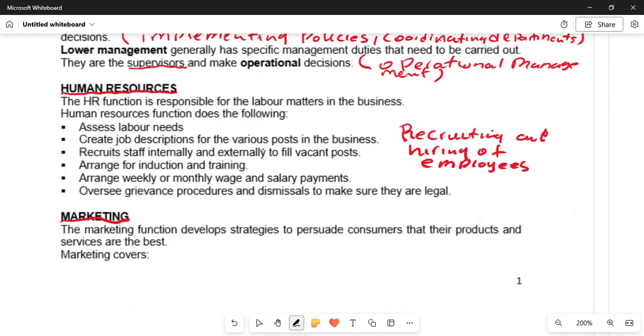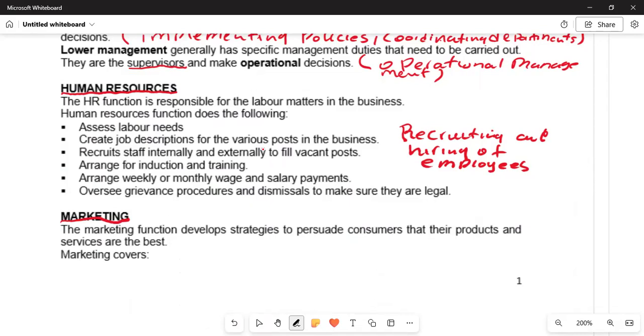So now we are told the HR, the human resource function, is responsible for the labor matters. That's why we are saying it's all about recruiting and the hiring of employees in the business. So the human resource function does the following. They assess the labor needs. What is needed for the labor. They create job descriptions for the various posts in the business. The duties that are to be performed by the incumbent. They recruit staff internally and externally to fill the vacant post. As you know, there are two methods of recruiting. It can either be internally or it can be externally.